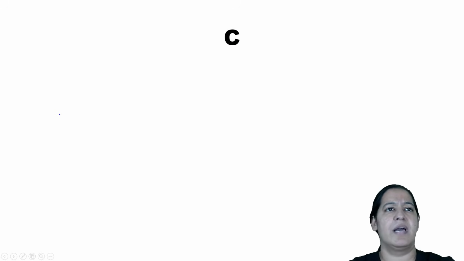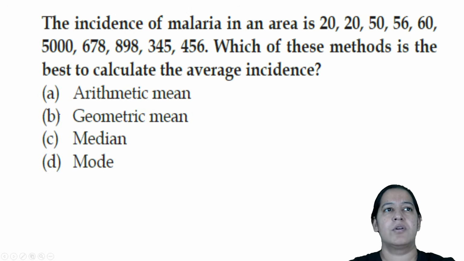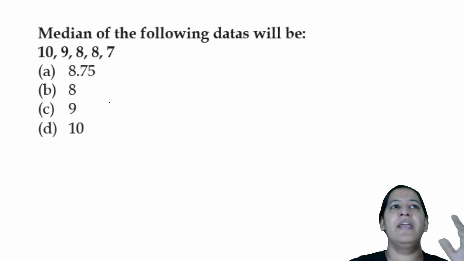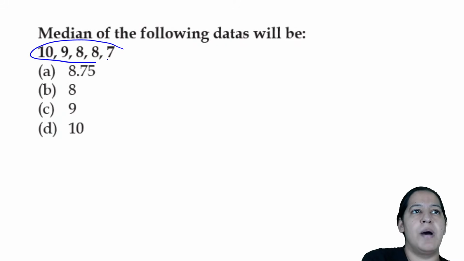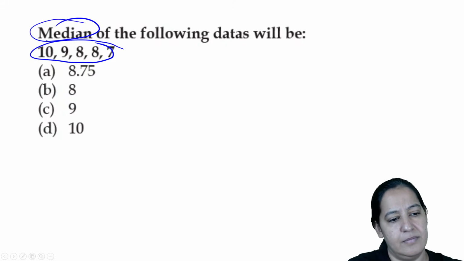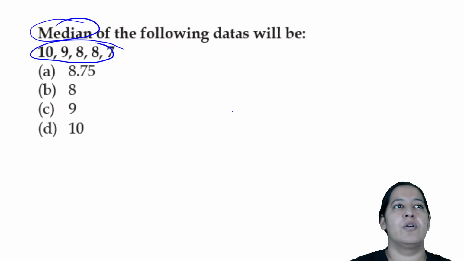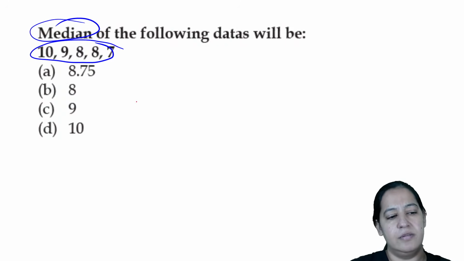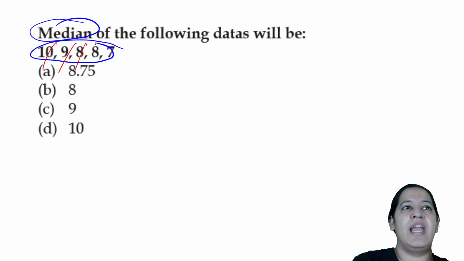Next question. Again, this question is a repeat, I guess. I have already discussed it. This question is also the repeat malaria case. Who will tell me the median of this? Only 5 values. I'm asking the median. Quick, fast. Median of these 5 values. Let me read. It is 10, 9, 8, 8, 7.